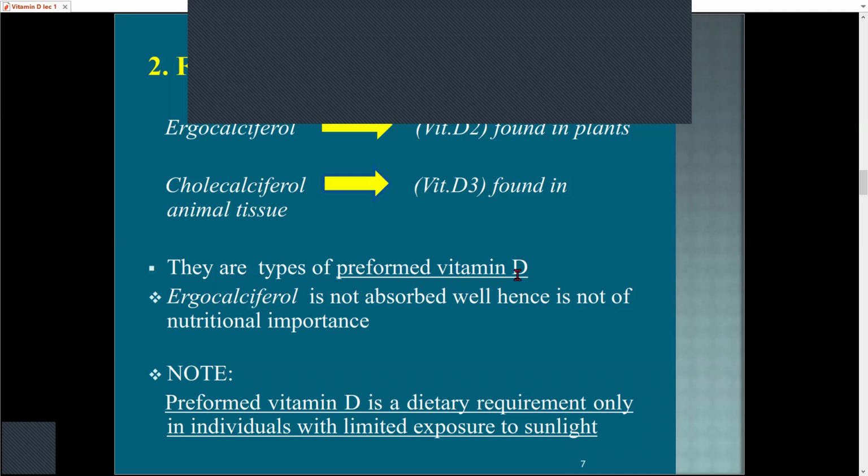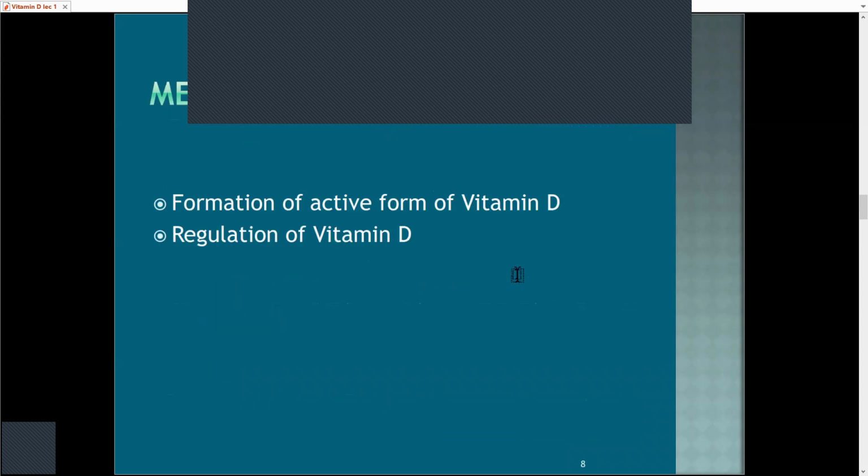So, a critical note here. Ergocalciferol, the D2, is not absorbed as well as vitamin D3. So, it is generally considered of less nutritional importance. Also remember that preformed vitamin D from diet becomes a true requirement only in individuals with limited exposure to the sunlight.